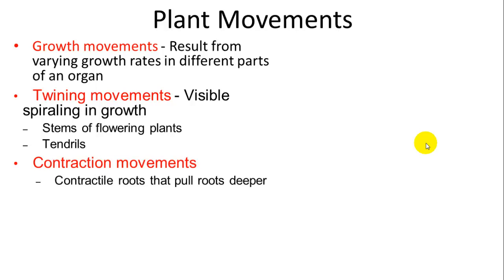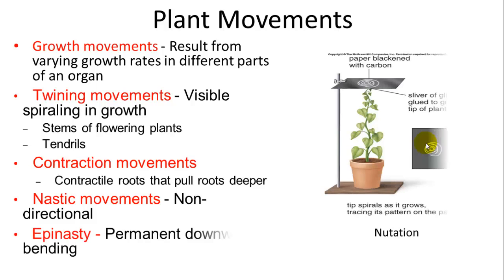Contraction movements, we talked about contraction roots, which will pull the root bulb deeper down into the soil. And then there are also non-directional movements, nastic movements, and epinastic movements, which are permanently downward bending. Okay, so here's an example of a movement called nutation, which is this spiraling movement we talked about before, the twining movements.